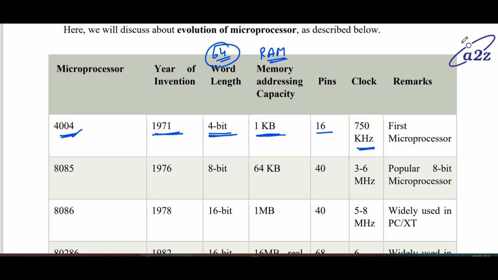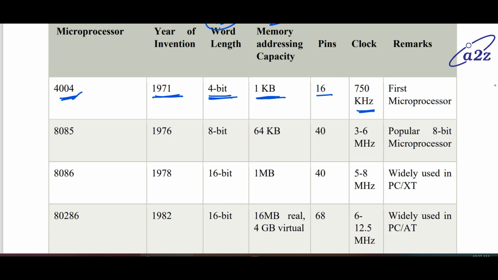In 1971 the first processor was made, and after that in 1976 the 8085 was made. It takes up to 8-bit and the memory can be up to 64 KB. 40 pins are there. The clock frequency varies from 3 megahertz to 6 megahertz. Clock frequency means at what speed the processor executes. This is the frequency and it can be provided using a crystal oscillator. An oscillator is a component which we connect with the processor to generate oscillations and clock frequency.